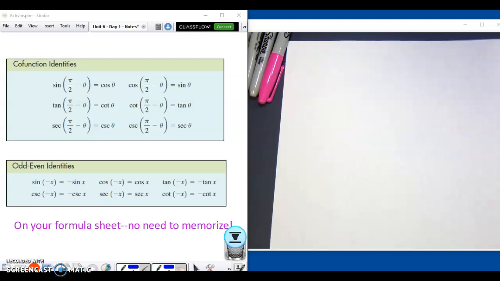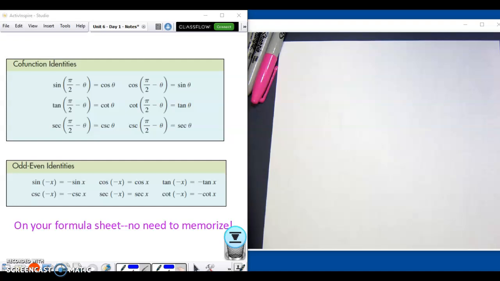Okay, so the next set of formulas that we're going to look at, the cofunction identities and odd-even identities, these are on your formula sheet, so you would never have to memorize these. If they wanted you to use this like next year or in an exam, they would give you the formulas. So if you just take a look at them, the cofunction is just if you're given pi over 2 minus theta, it just tells you what it would be equal to.